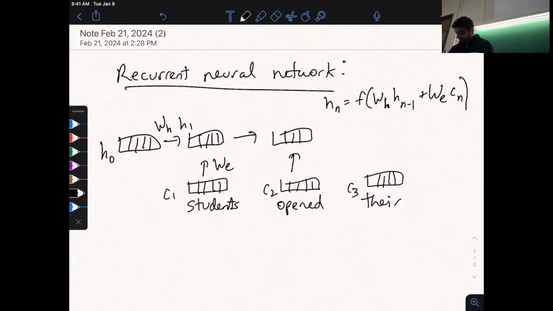Similarly, we get hidden state H sub 2, and here finally we have H sub 3. Let me just get some more space here.